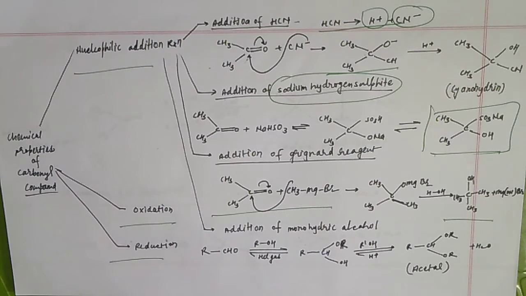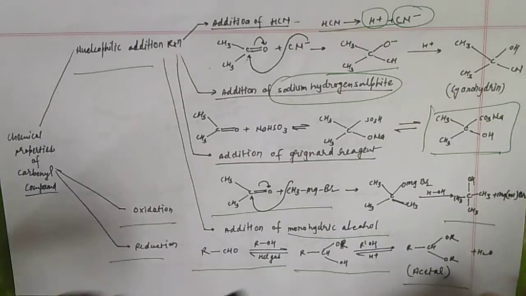Now the next one is the addition of monohydric alcohol. Okay, monohydric alcohol means a single OH group. So if you treat the aldehyde with the ROH, it will give the intermediate, which again reacts with the ROH and gives the acetal. In acetal there are two OR groups.